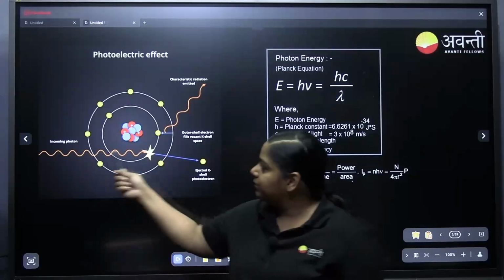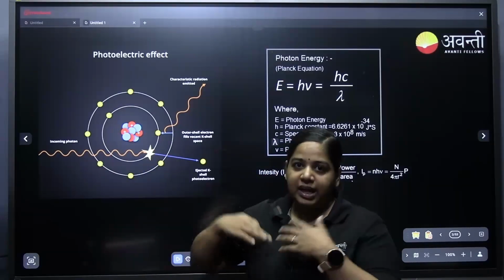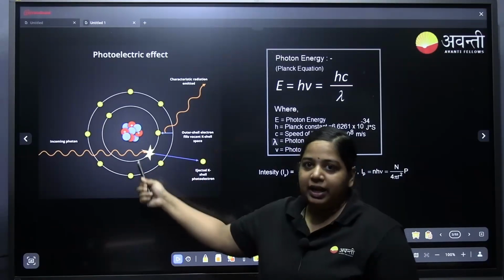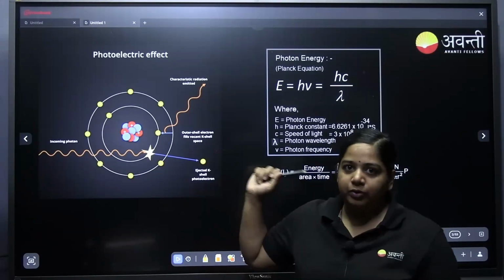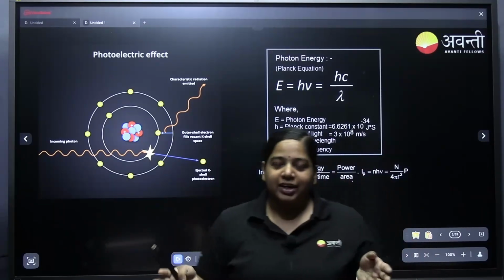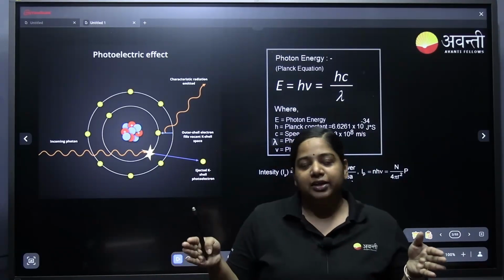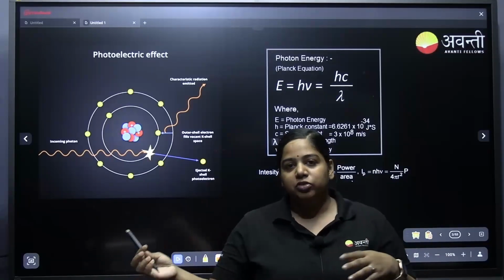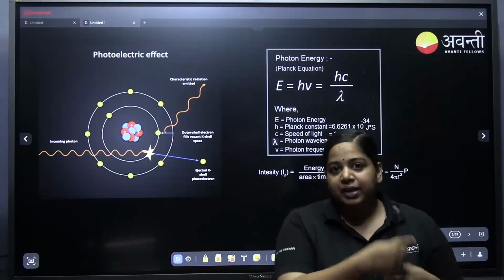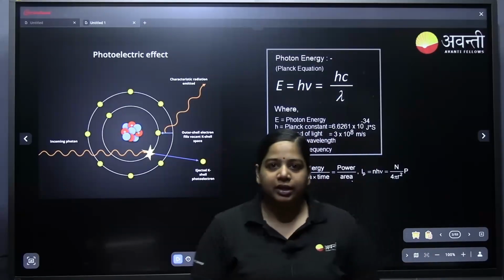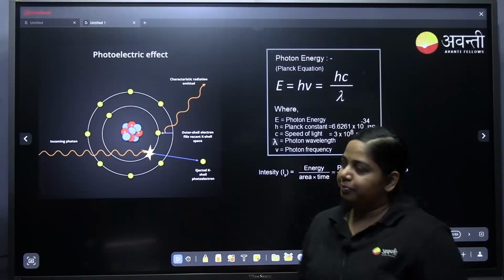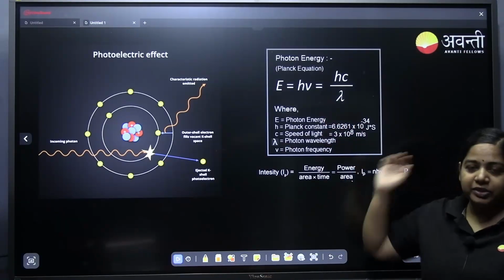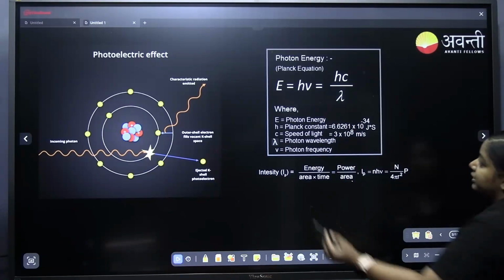A photon comes and it transfers all its energy to an electron in an orbit, and it will kick the electron out. When we conducted the experiment, we kept two electrodes, and in one electrode the light was falling, electrons from that were attracted to the next one, and similarly photoelectric current was observed. Based on this, Einstein's equation is there about photoelectrons.